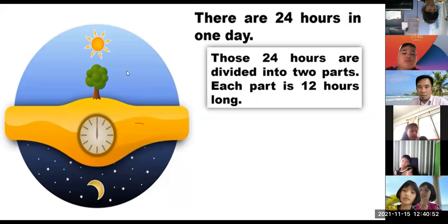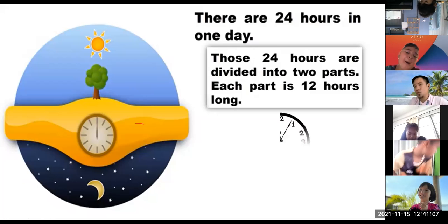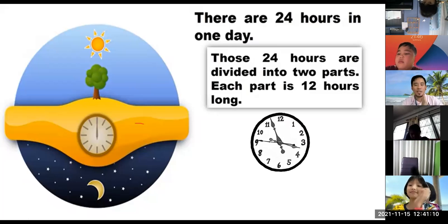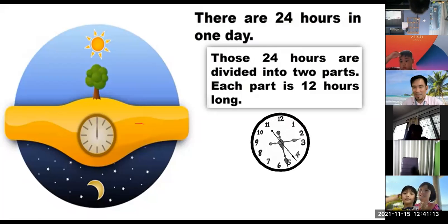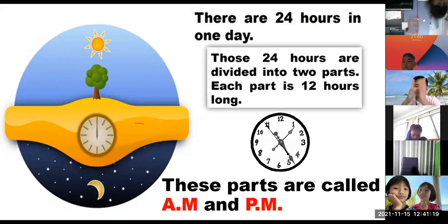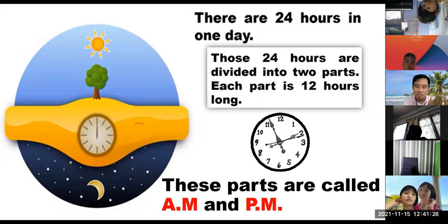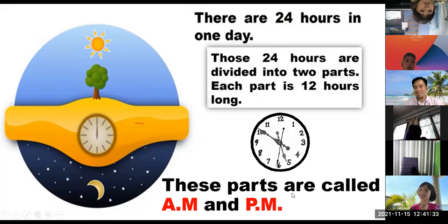Those 24 hours are divided into 2 parts, and each part is 12 hours long. These parts are called AM and PM. So 12 plus 12 is 24. One part is 12 hours for AM and the other part is 12 hours for PM.